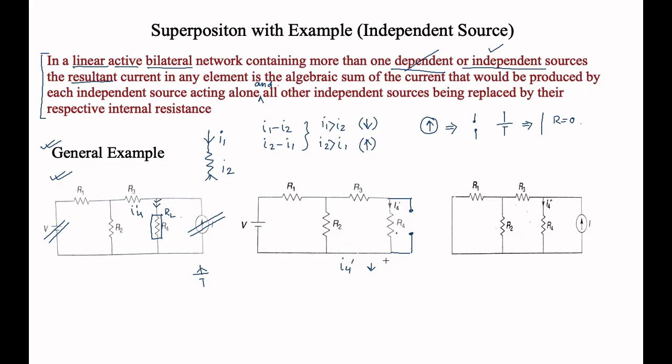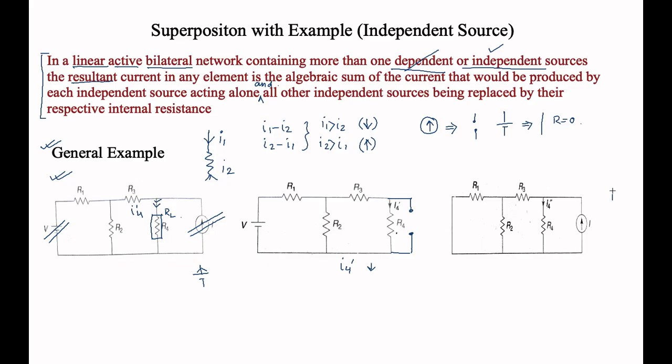Now, considering the current supplied by the current source, we have to omit the voltage source, that is, replace it. How can we replace the voltage source? We make the voltage source short circuited.